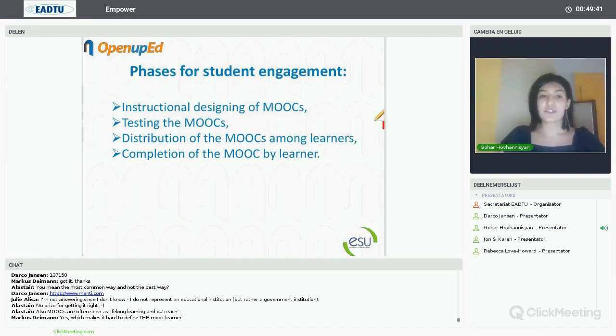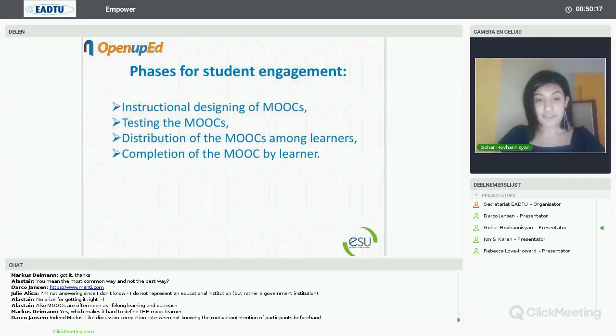Then we should always use student expertise to test the MOOCs, and then we go to the distribution of the MOOCs among learners. And then we go to the completion of the MOOC by the learner. At this fourth phase, it is important to see the experience of both those who have completed the course till the end and those who did not manage to get to the end and dropped off from half of the course. So basically, these are the main points for considering the student perspective.